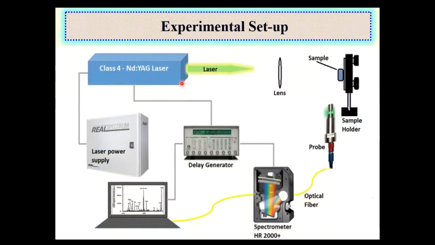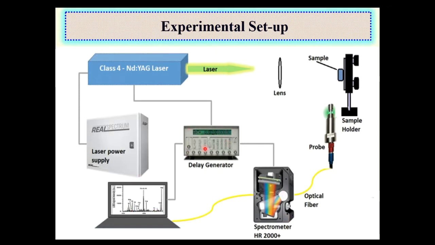Experimental setup. Our experimental setup consists of an Nd:YAG laser, a lens, which is basically a focusing lens, a sample holder, a probe, a spectrometer, a delay generator, a power supply, and finally a laptop or PC. So what happens when laser light comes towards the target material? After passing through this lens, the laser light interacts with the target material, and as a result plasma is generated. As the plasma recombines, it emits radiation in all directions. But we put our probe at 90 degrees to this plasma. It absorbs radiations and moves them towards the spectrometer, and the spectrometer converts these radiations into spectral lines.